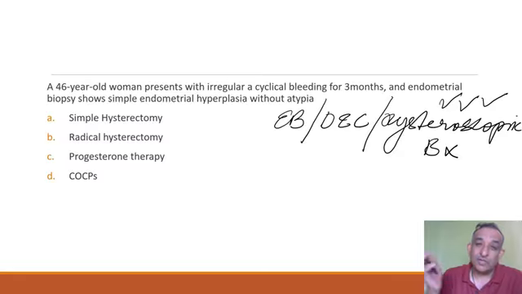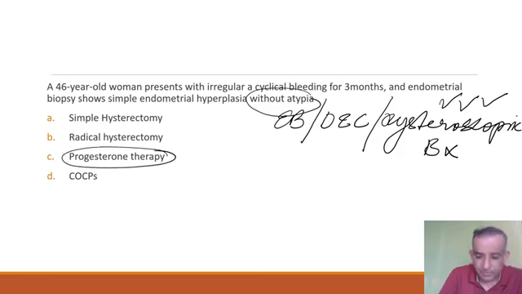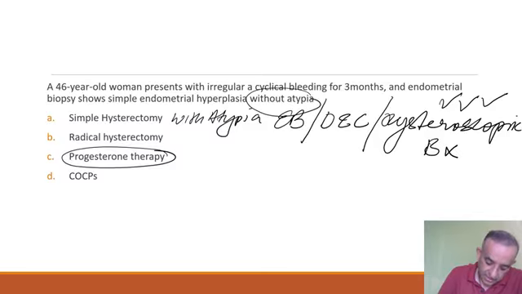Without atypia, the answer here is progesterone therapy, because estrogen causes hyperplasia, and progesterone will cause secretion and stabilization of the glands, which we keep telling you so many times. That is used for the treatment of simple hyperplasia without atypia. Of course, if it is with atypia, then you can do a hysterectomy. With atypia, the chance of cancer becomes 8 to 29%. All right, guys, so that is the answer.